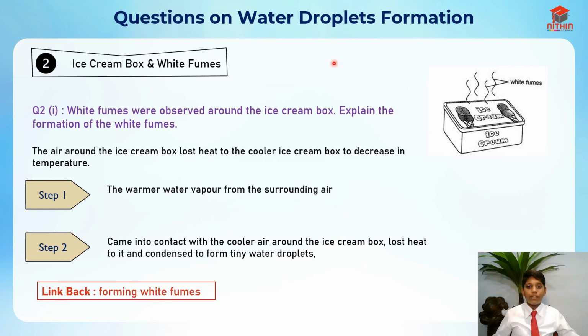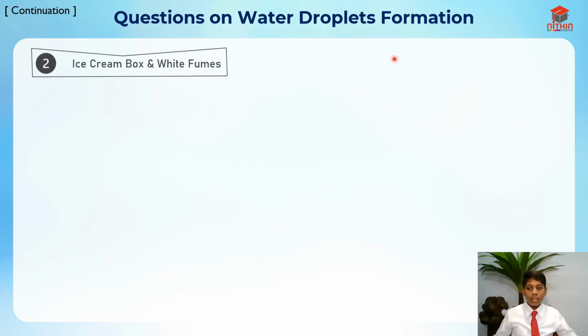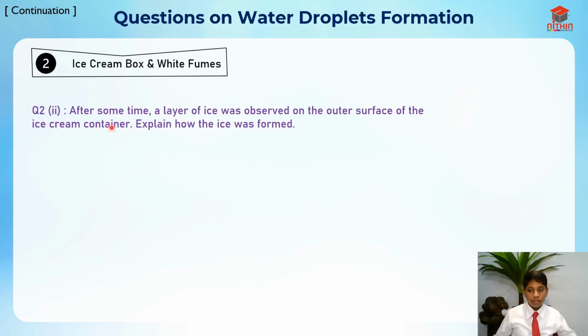Okay, so let's move on. This is the next question, part 2 of this question. Let's read it. After some time, a layer of ice was observed on the outer surface of the ice cream container. Explain how the ice was formed.